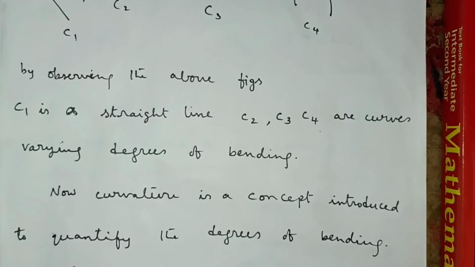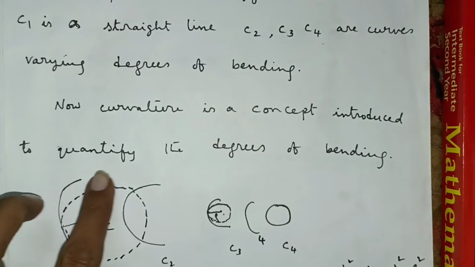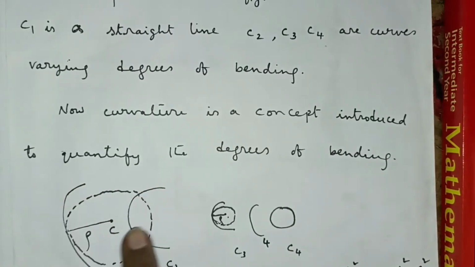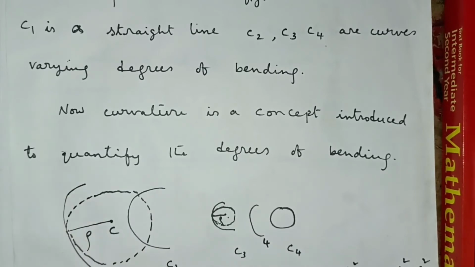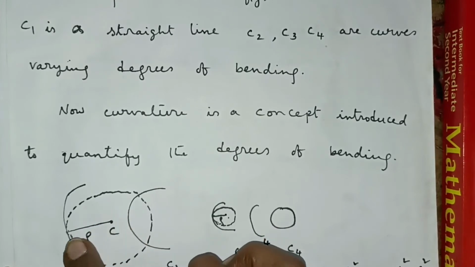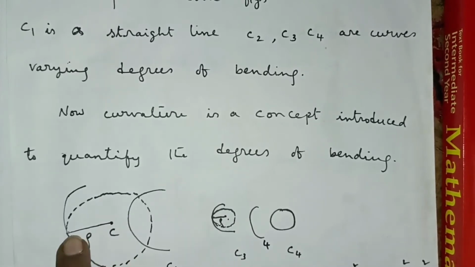Now here you see the curves C1, C2, C3 and C4. So many curves are there. C1 is a curve having some degrees of bending at one point or two points. If you extend the points like this, you will get one circle. To that circle you will get one center and some radius also.